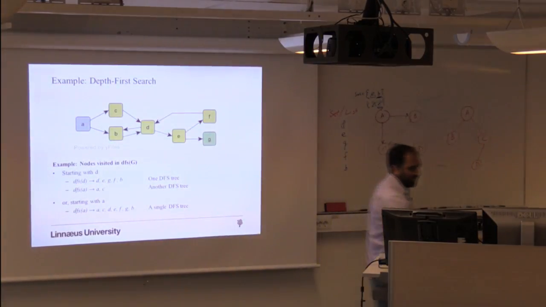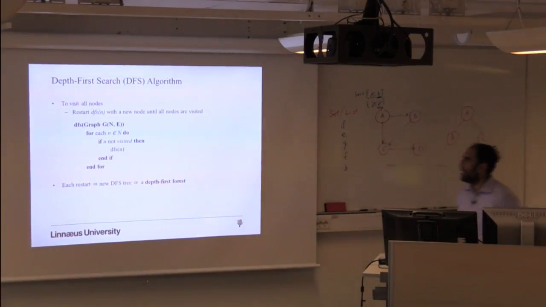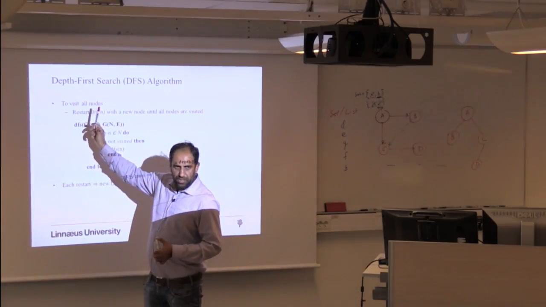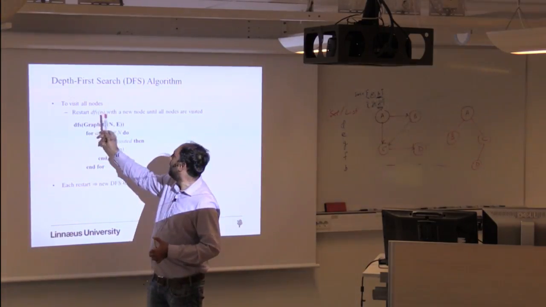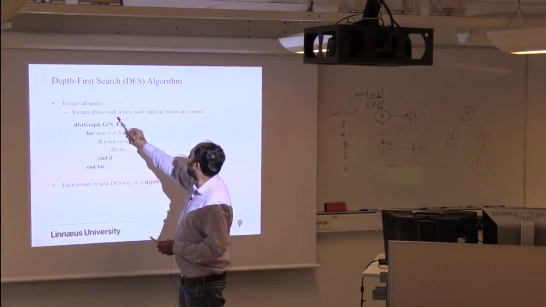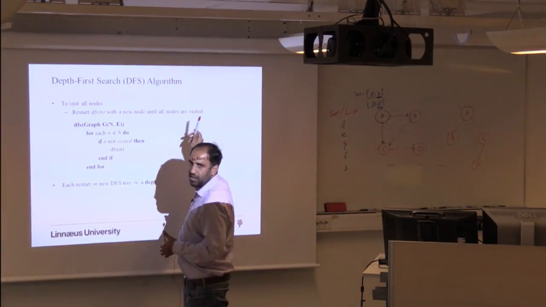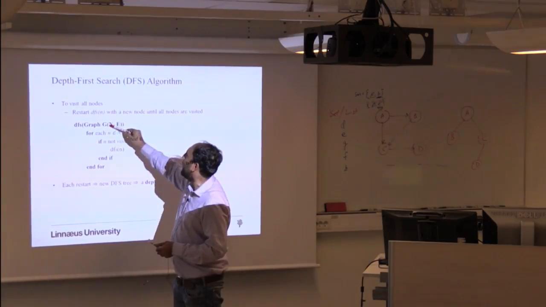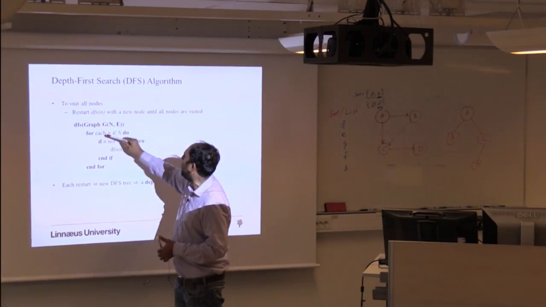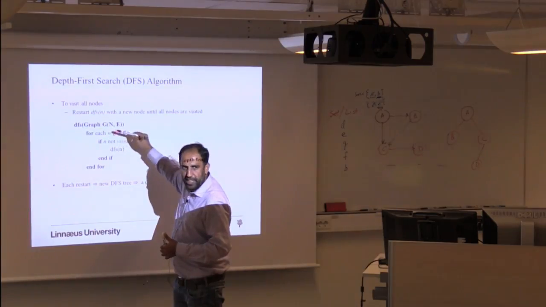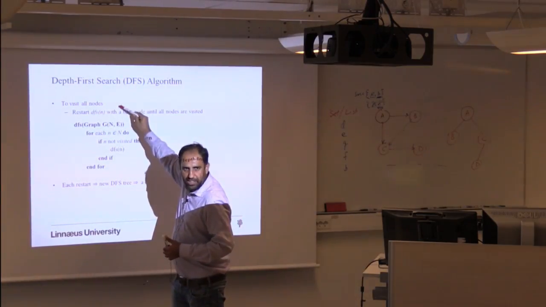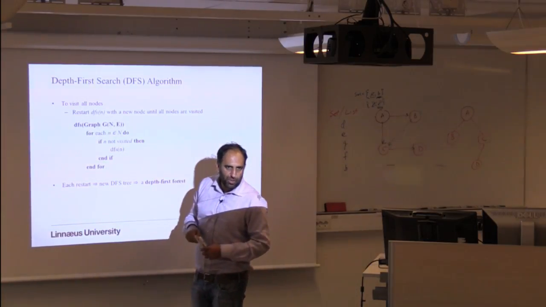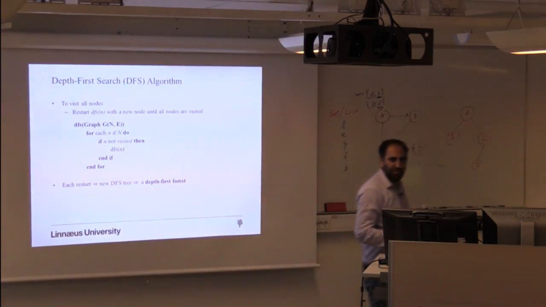Okay? So if I go back to the slides over here, if you want to make sure that you visit all the nodes using the depth first search algorithm, then you have to call a new method until all nodes are visited. So you take a graph G with N and E, where N is the set of nodes, E is the set of edges, and for each n that belongs to that graph, you keep on calling the depth first search algorithm until all of the nodes have been visited.